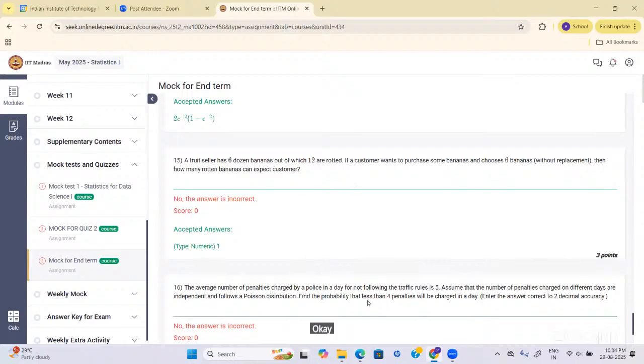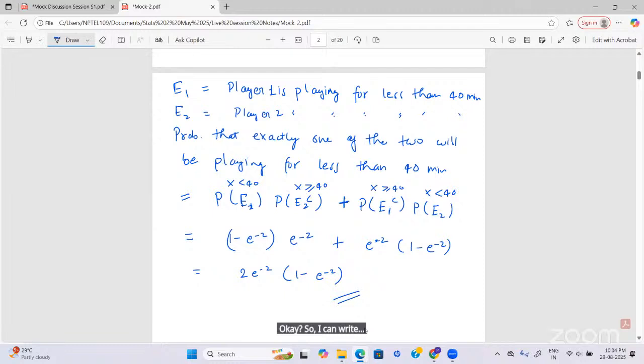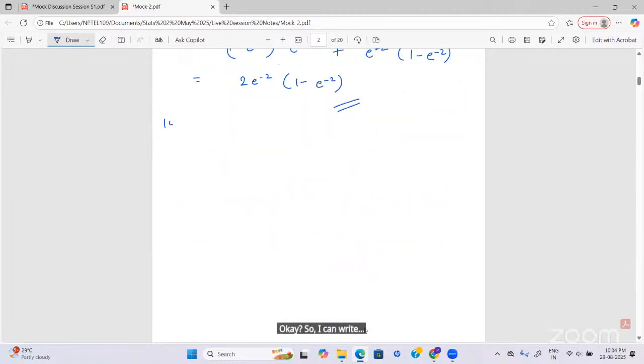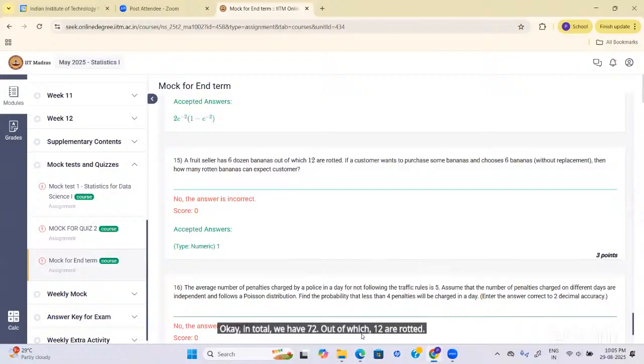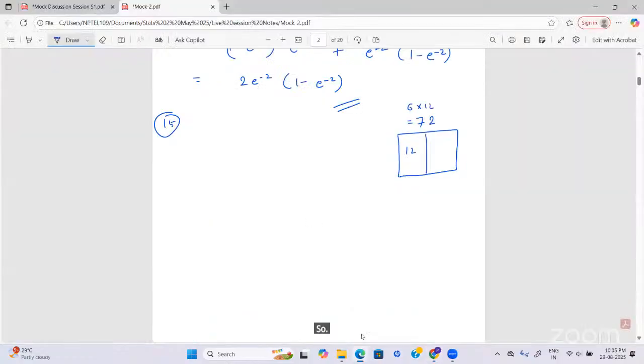Okay, so I can write, in total we have 6 dozen, which means 72, right? 6 into 12. In total we have 72, out of which 12 are rotted. So the remaining 72 minus 12, which is 60, will be non-rotted.